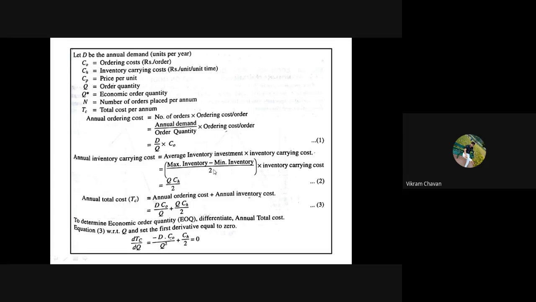So that maximum inventory minus minimum inventory is equal to order quantity. That is nothing but capital Q. We have given the symbol for order quantity as capital Q. So maximum inventory minus minimum inventory divided by 2 will be equal to Q divided by 2. And inventory carrying cost is expressed in rupees per unit time period. So that is nothing but C suffix H. So annual inventory carrying cost will be equal to Q multiplied by C suffix H divided by 2. Getting everyone?